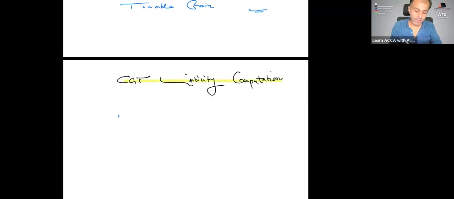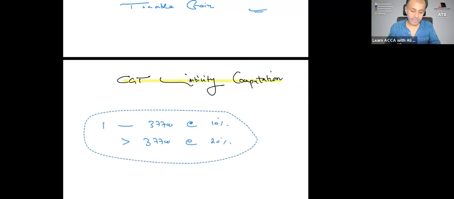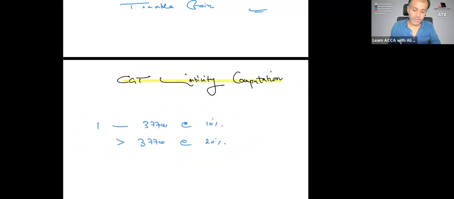So it says £1 to 37,700. The rate of tax is 10%. And when you go up to that mark, the rate becomes 20%, the high rate. Also, noticeably, these are the normal rates of the capital gains tax.